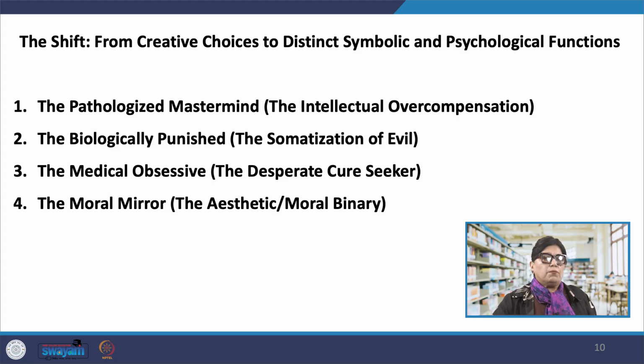In the field of medical humanities, the disabled villain is analyzed not just as a bad guy, but as a cultural symptom. Medical humanities synthesizes literature, clinical medicine, and disability studies to examine how representation reinforces ableism and pathologizes differences. When looking through a medical humanities lens, the core archetypes of the disabled villain shift from simple creative choices into distinct symbolic and psychological functions, such as the pathologized mastermind, the intellectual overcompensation.